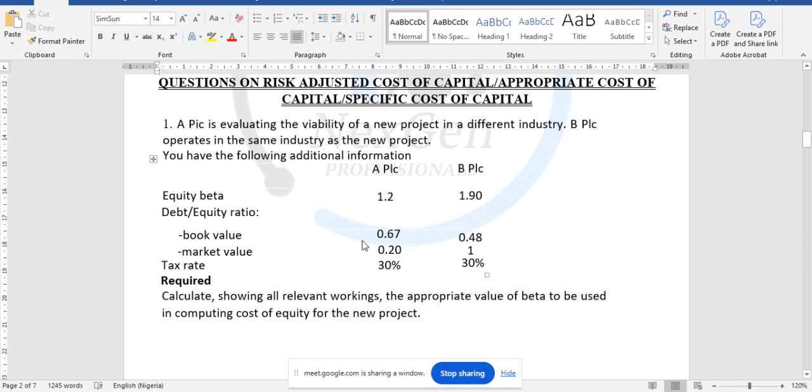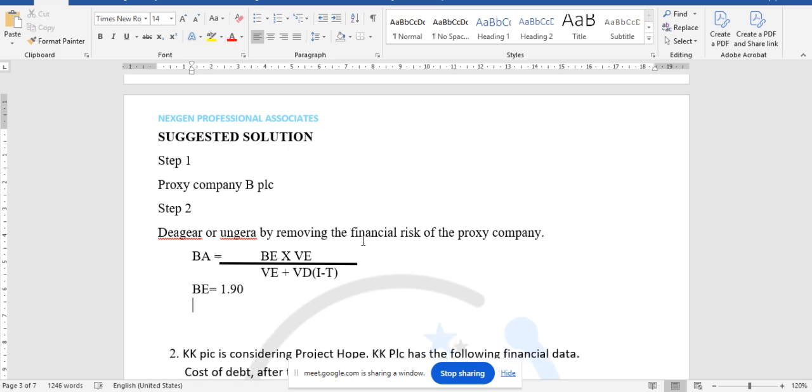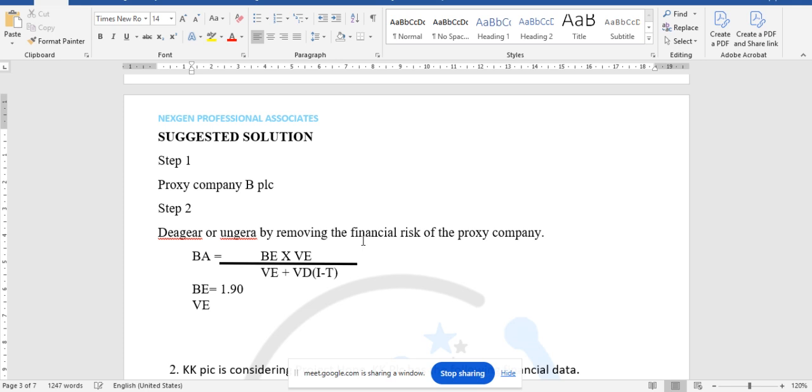Equity beta, 1.9. Okay, thank you. So now VE is the market value of equity. Then VD is the market value of debt, which can be given in a percentage as well as in figure. T is the tax rate of the Proxy company.